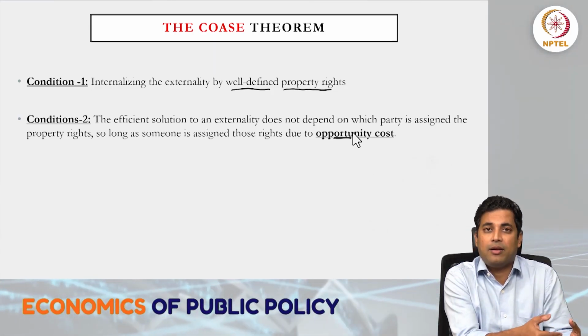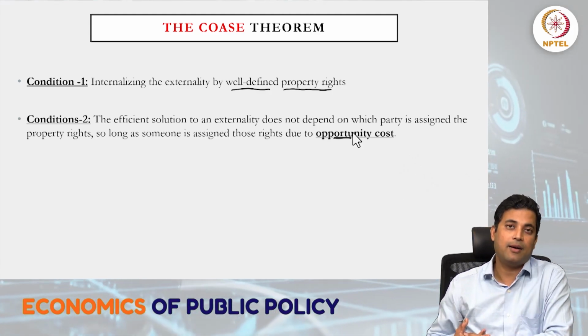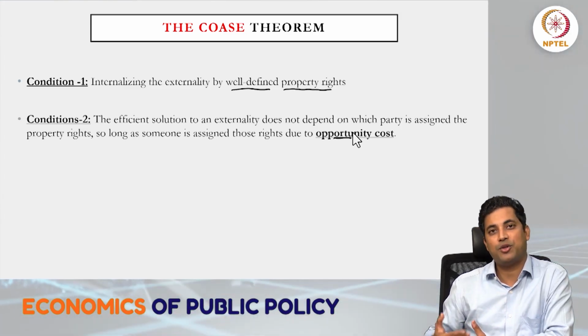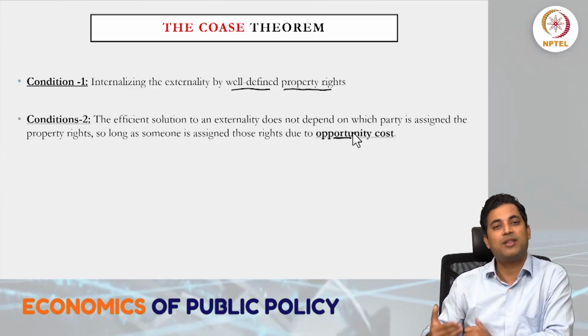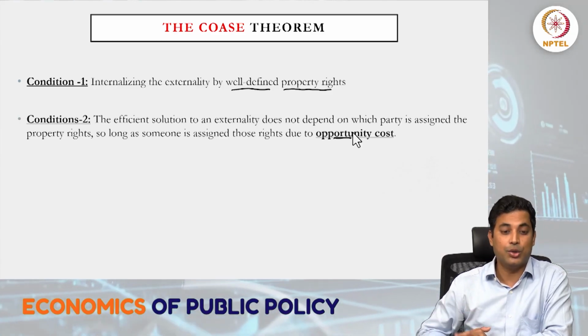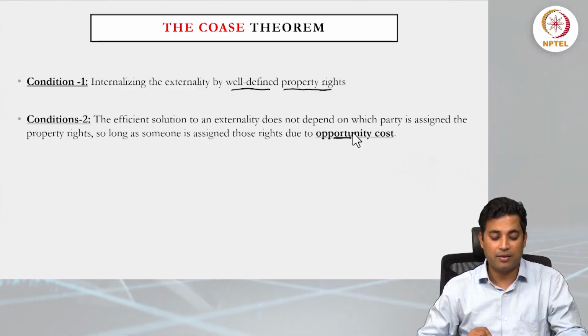And even when we give or when it is assigned, the beneficiaries or the parties will also try to calculate the opportunity cost, like how much they will be getting at the cost of what. So that is condition 2. So these are the 2 Coase theorems, the basic conditions.